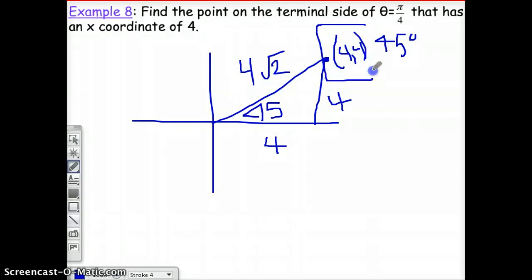So for your ratios, they don't have to be 1, 1, root 2. They just have to be in proportion. If you multiply everything by the same number, that's okay.